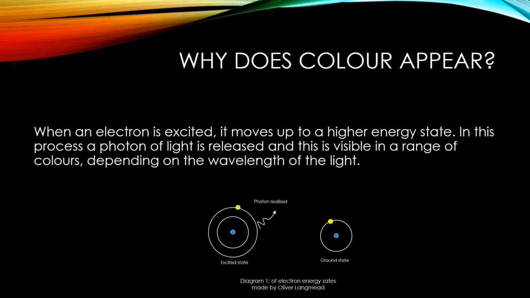The photon that has been released will appear in the visible section of the electromagnetic spectrum. Depending on how much energy is released, we will see different colors in the visible portion of the electromagnetic spectrum. If it is lower in energy, we will see it towards the red, and if it's higher in energy, it will be more purple.